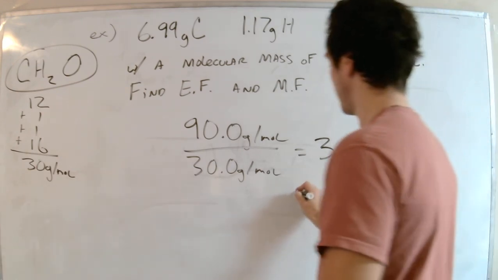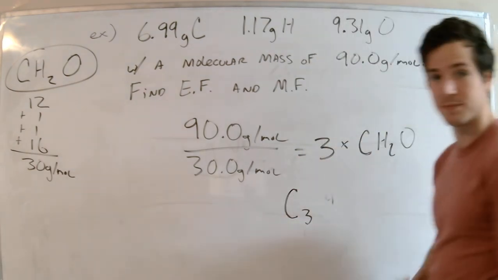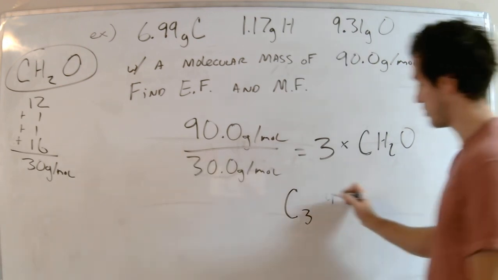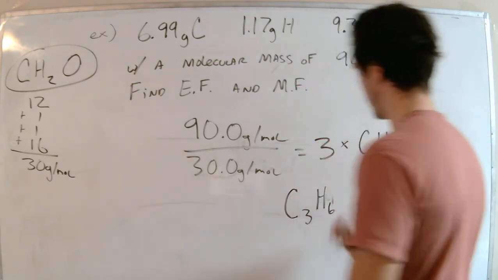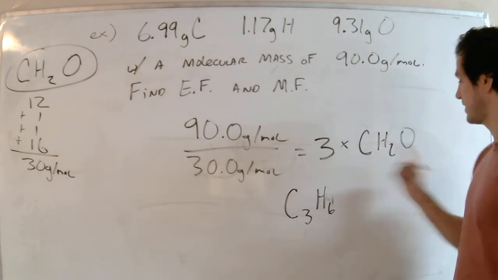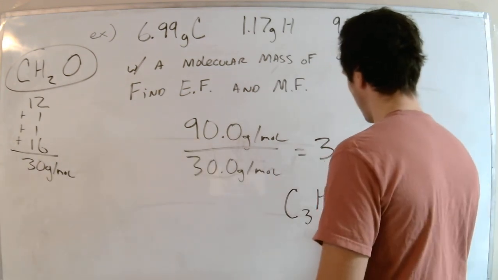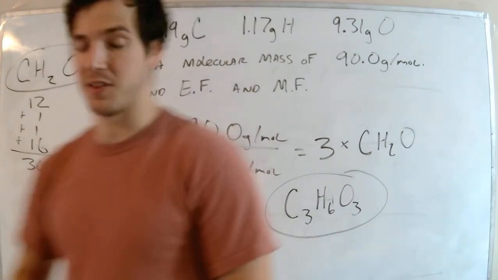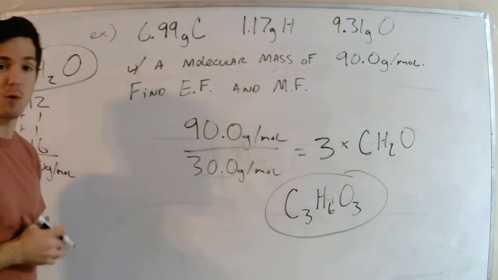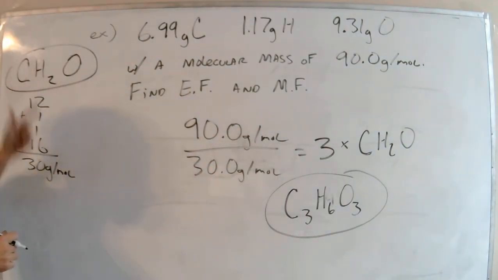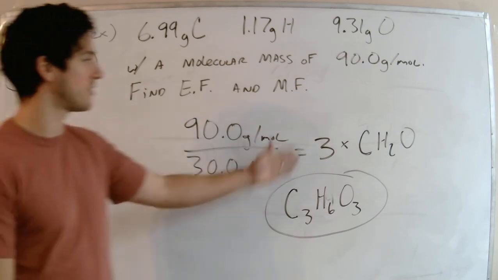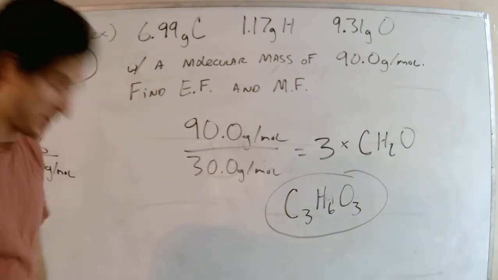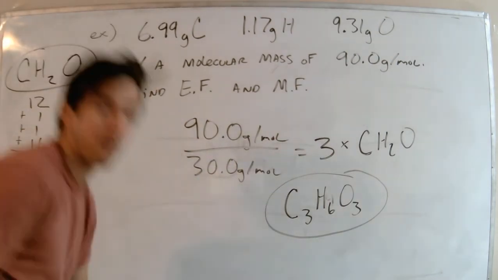3 times C is C3. 3 times H2 is H6. And 3 times O is O3. So that is our molecular formula. Okay, again, we took our molecular molar mass divided by our empirical formula molar mass, and that told us how many empirical formulas are going to be in our molecular formula.